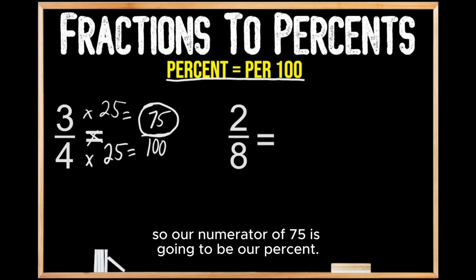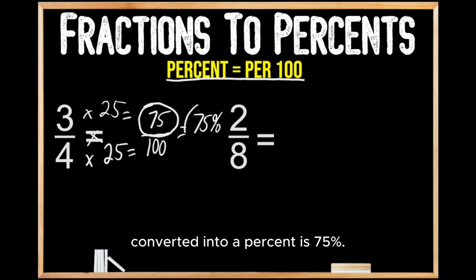So our numerator of 75 is going to be our percent. So 3/4 converted into a percent is 75%.